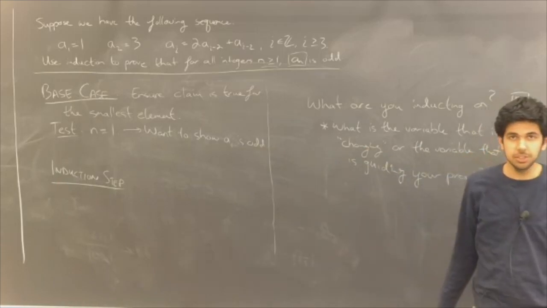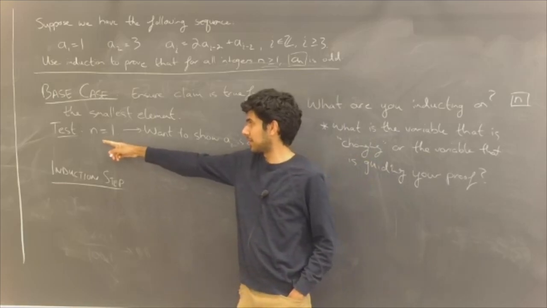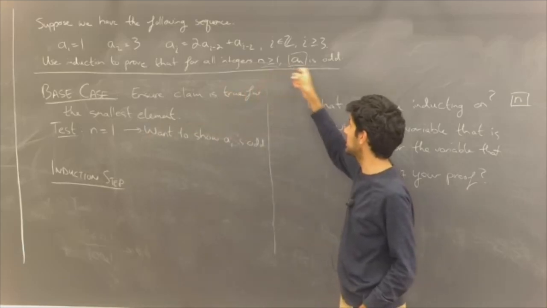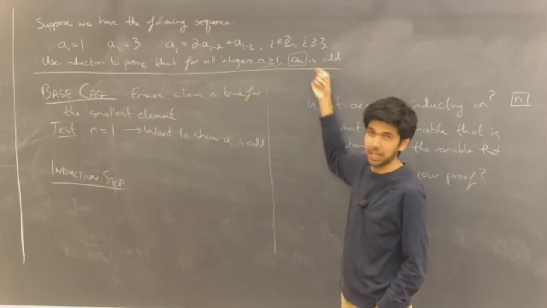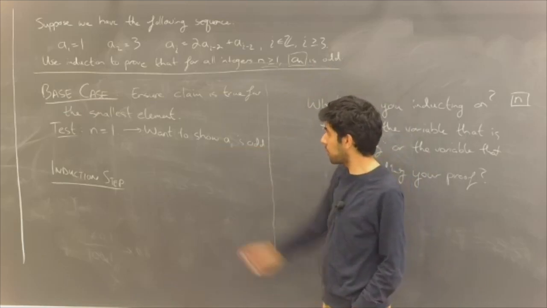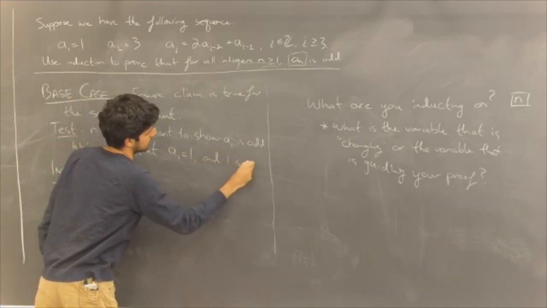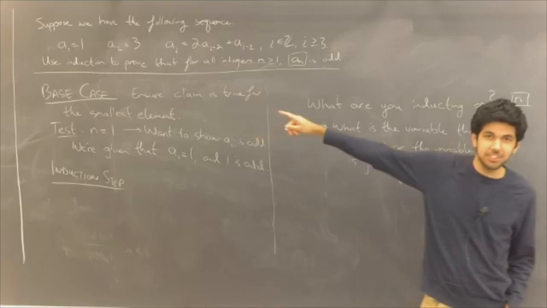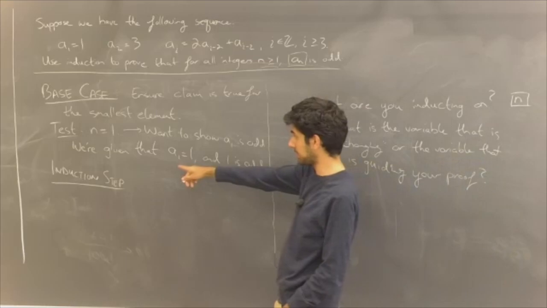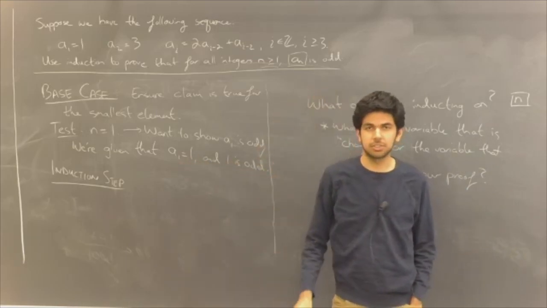Well, all we need to do is show that a sub 1 is odd, right? To show that the proposition is true when n equals 1, we're trying to show a sub n is odd, so just replace n with 1, and we're just trying to show a sub 1 is odd. Well, we're given by the definition of the sequence that a sub 1 equals 1. So we're given that a sub 1 equals 1, and 1 is odd. So the base case checks out.